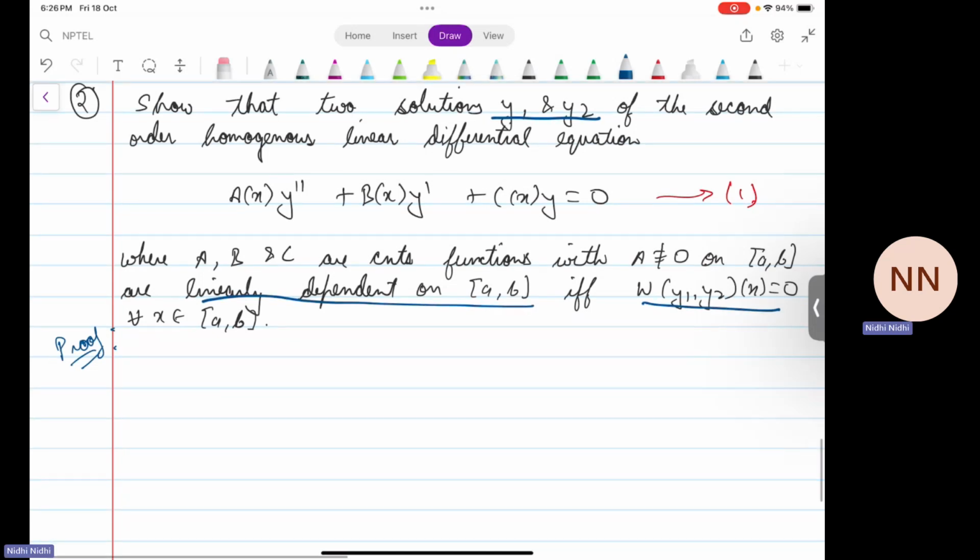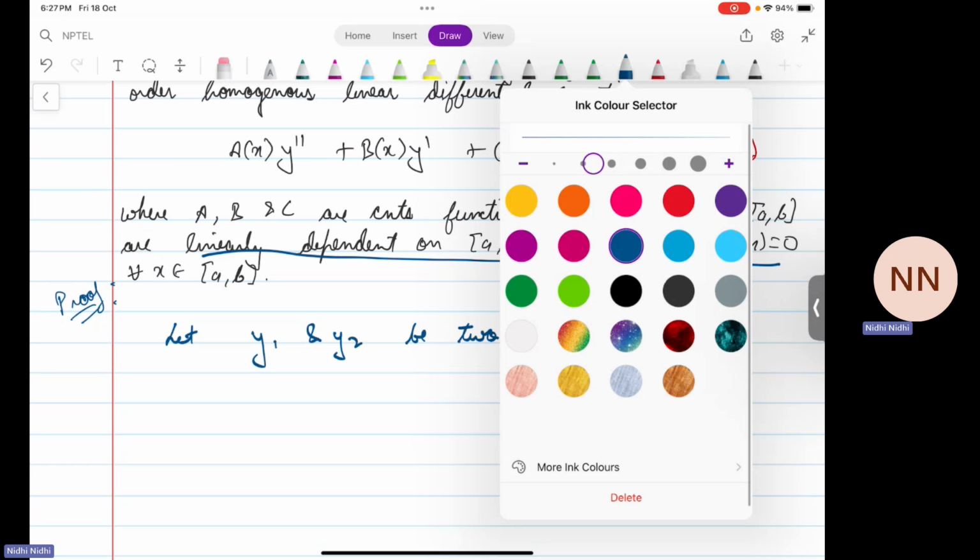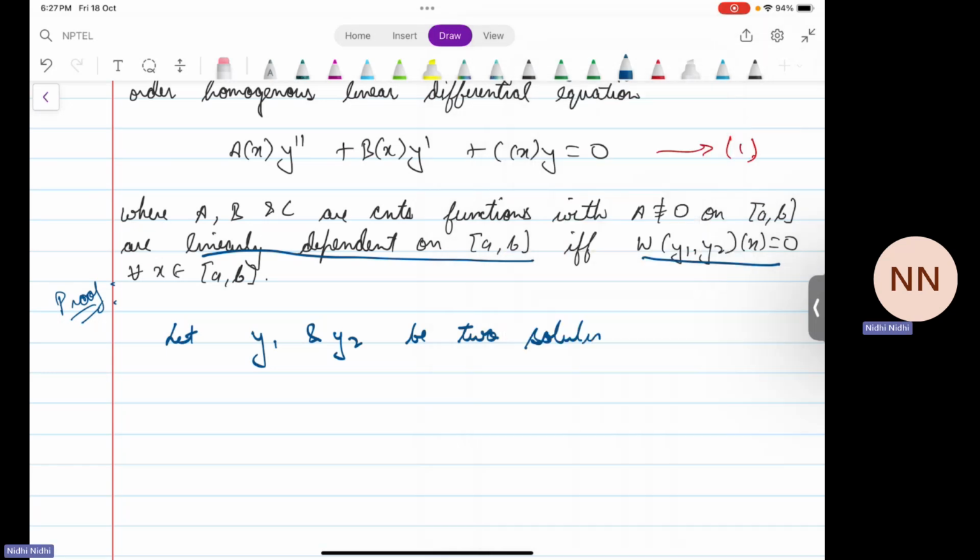So let us start with: let y1 and y2 be two solutions of equation 1. Suppose their Wronskian is 0.